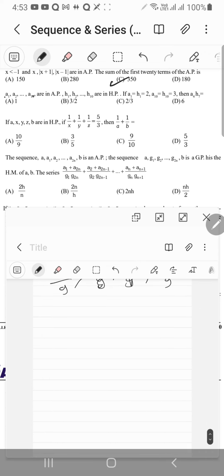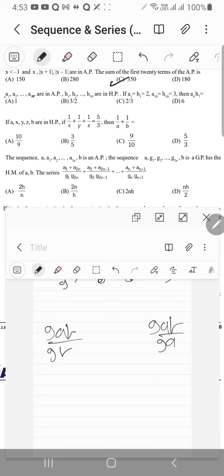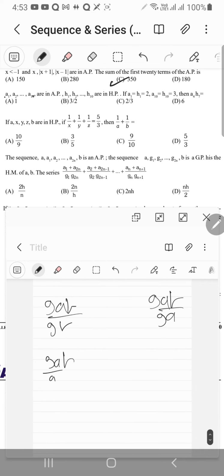Yeah. And now for a and b, if this was to be a harmonic progression, we could write this as ab upon b and ab upon a, and we just need to talk about the denominators, right? So let's talk about it like this: 9ab upon 9a and 9ab upon 9b. Then the next term will be 9ab upon (8b plus a), and so on, till we eventually get 9ab upon 9a. That's our harmonic mean. Cool.